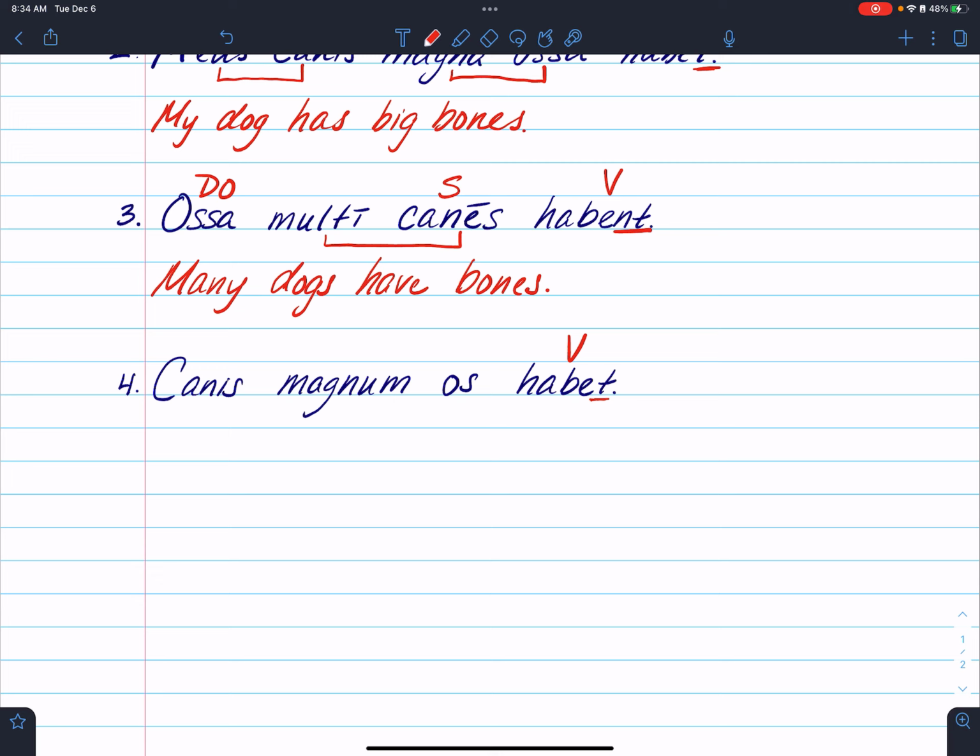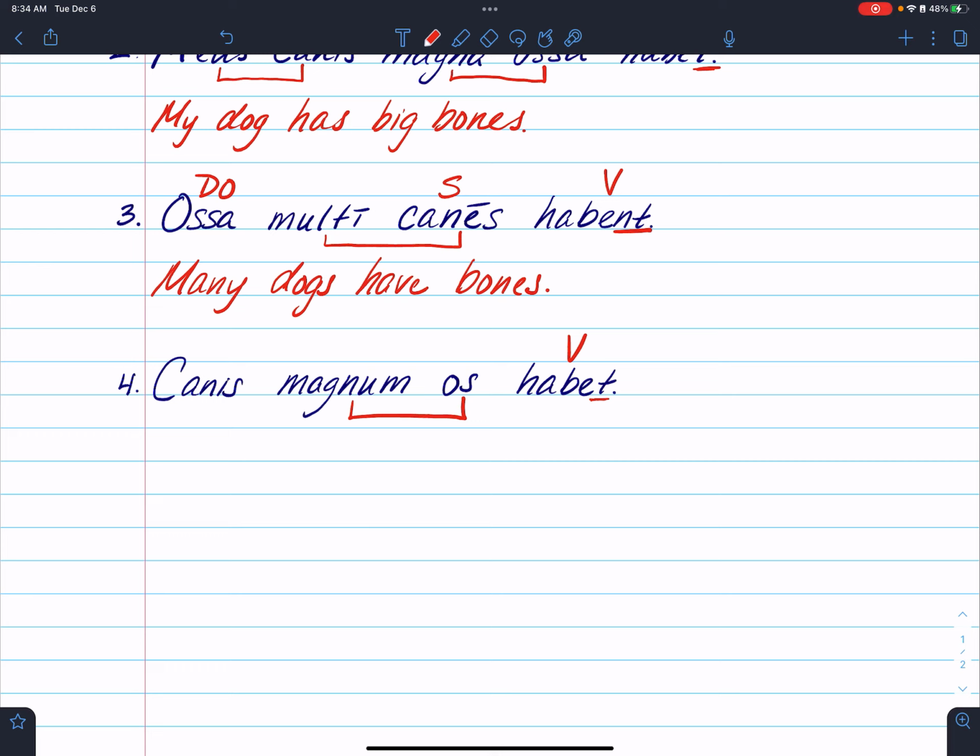Mm-mm. No, os is masculine. Oh, yeah. Os is neuter. Yeah. Wait, so that's how it's going with os. Yeah, so magnum here has to be going with os. Can't be going with canis. Magnum is neuter, canis is masculine. Okay.